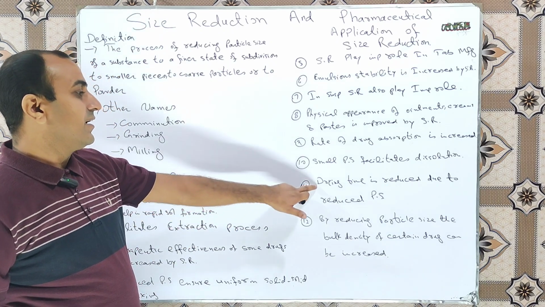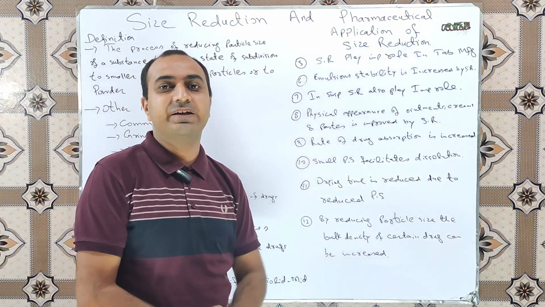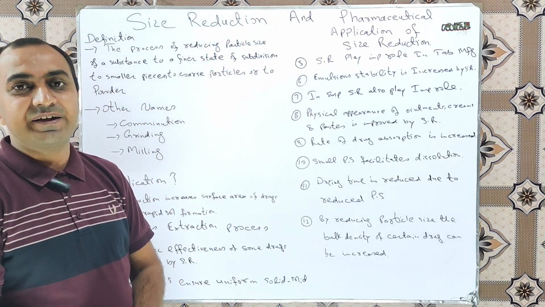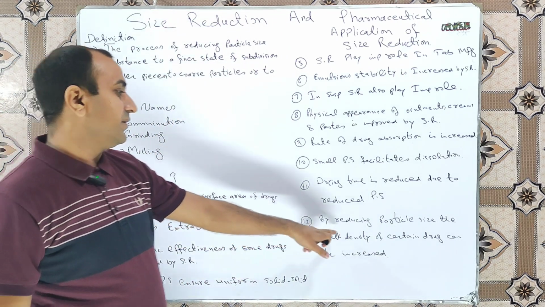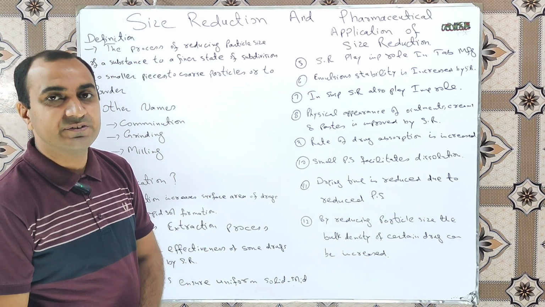Next, drying time is also reduced by reducing the particle size. When we reduce the particle size, surface area is increased and drying time is decreased. By reducing particle size, the bulk density of certain drugs is increased.